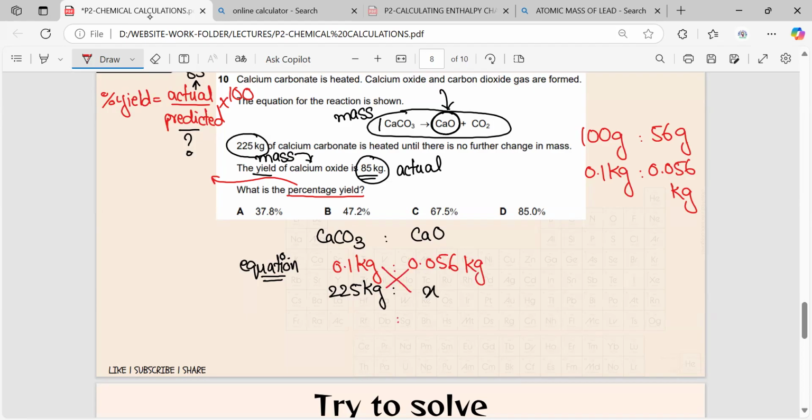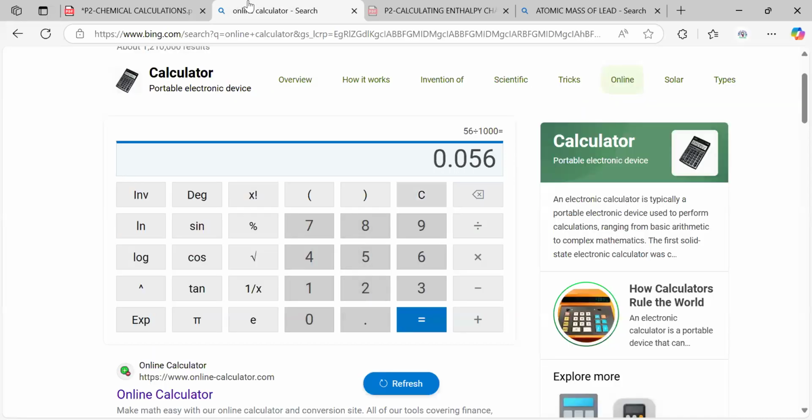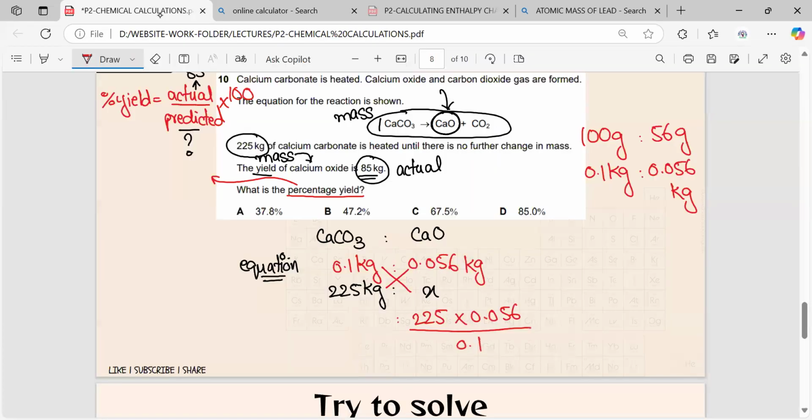So here we'll use the crossover method again. 225 multiplied by 0.056 divided by 0.1. So it is 225 multiplied by 0.056 divided by 0.1. The answer is 126 kilograms. This is our predicted yield, the one which we find. The actual yield is 85.